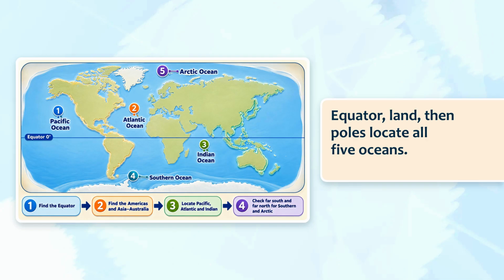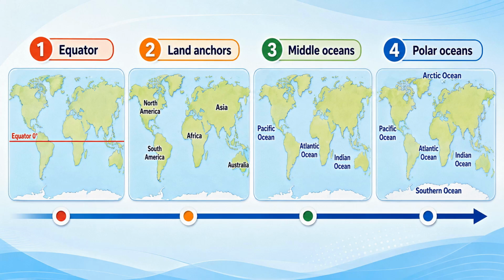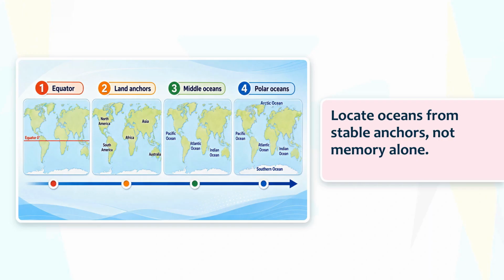The same route can be repeated on another world map. Fixed anchors narrow the search area, land positions separate the 3 middle oceans, and polar anchors identify the final 2. Repeating this route makes world map reading more reliable than scanning randomly. A fixed route makes map reading easier. Locate oceans from stable anchors, not memory alone. Each step reduces the number of possible regions.